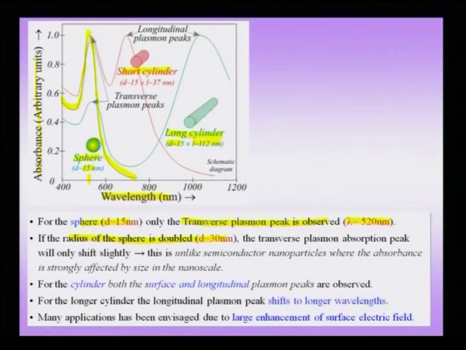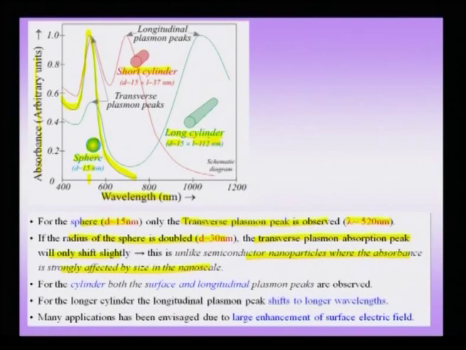But when you are talking about metal nanoparticles, this is not the case, and we have been talking about this previously. And so, here is the right example to prove that point. Now, if I double the radius of the sphere, I make it 30 nanometer, the transverse plasmon absorption peak will only shift slightly. I have not plotted it on this curve here, because that makes it too complicated. There will be too many curves lying one on top of the other, but the shift is only slight. This is unlike semiconductor nanoparticles, where absorbance is a strong function of the nanoparticle size. So, you see that if I make my sphere from 15 nanometer to 30 nanometer, there is not much shift in the peak, and this peak is coming from surface plasmon resonance.